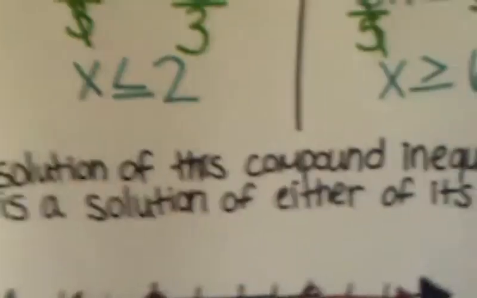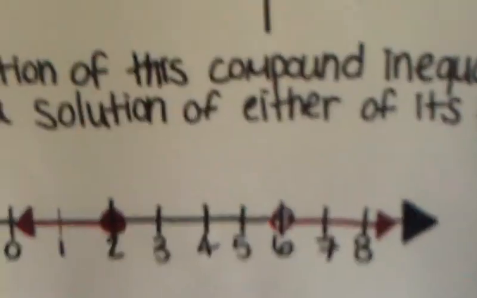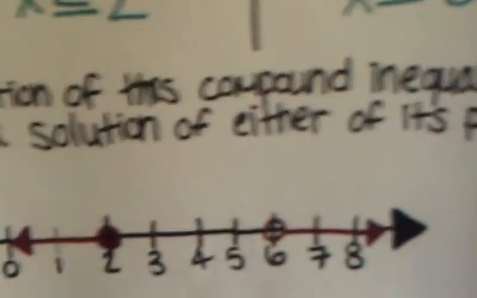A solution of this compound inequality is a solution of either of its parts, meaning it could be a solution on one side or the other, or even both.